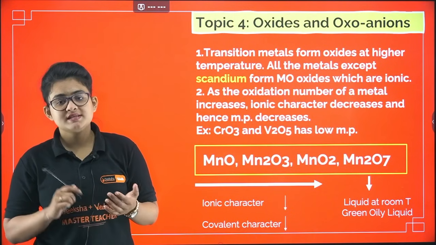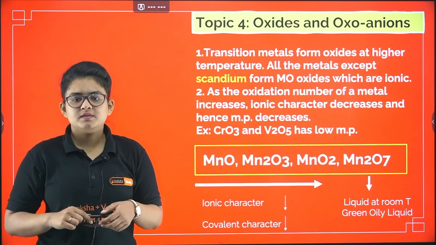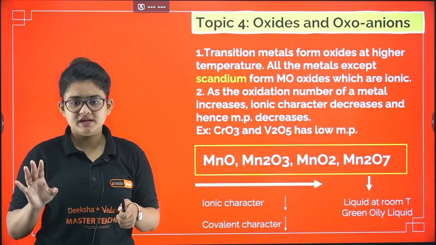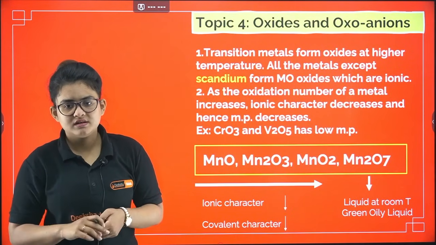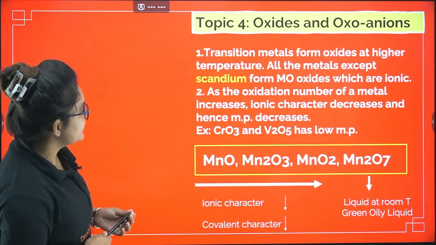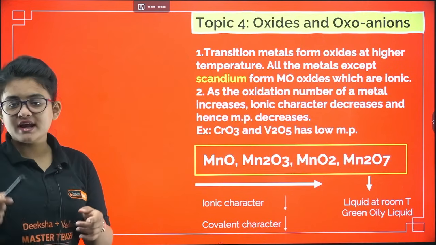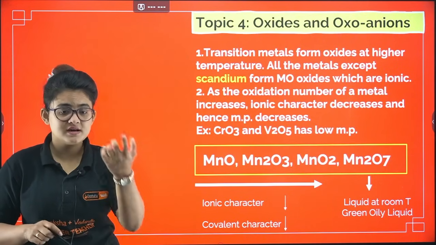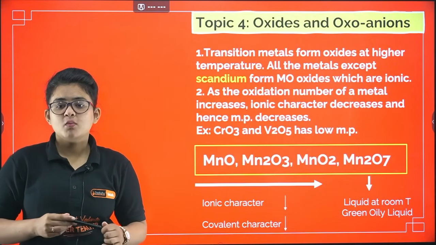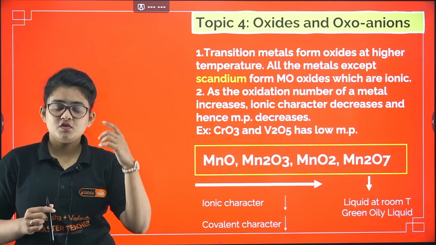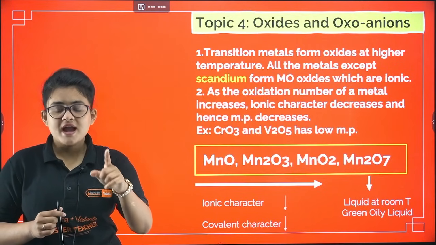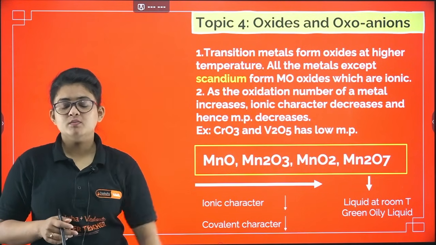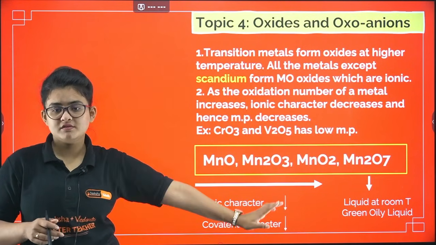Scandium forms an oxide that is very ionic in nature. As the oxidation number of a metal increases, ionic character decreases, hence melting point also decreases. This is in accordance with Fajan's rule. One example: if you compare CrO3 and V2O5, then V2O5 has the lower melting point. The question may come with respect to that.